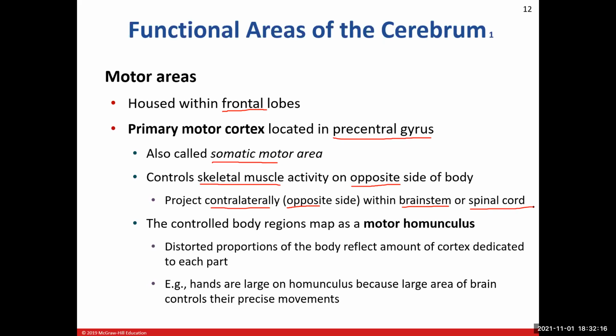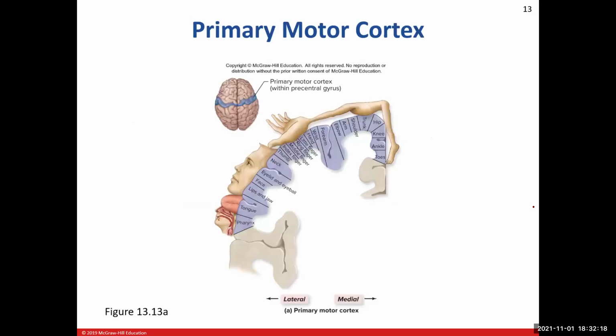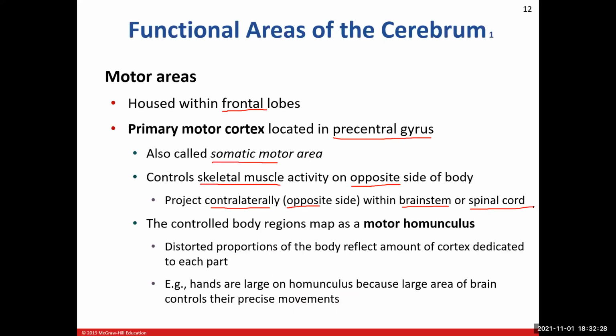So you briefly saw me show you this picture here. That is a funky looking picture. That's basically a map. We call that the motor homunculus. And this is how your brain interprets how you look.